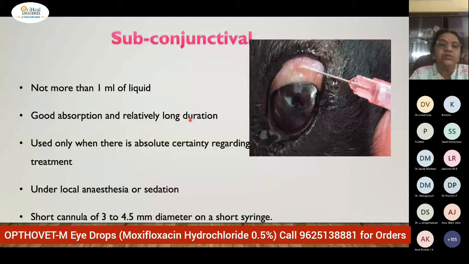Subconjunctival injections, you should never give more than 1 ml. If at all required, you have to give it at different sites. Good absorption and relatively long duration is one advantage. And this is used only when there is absolute necessity.